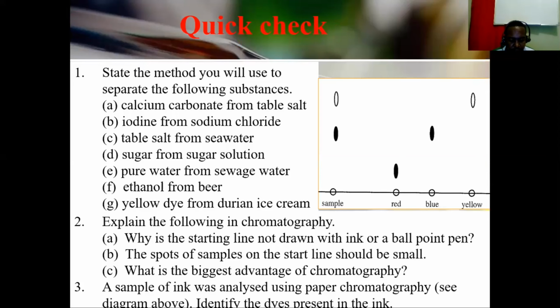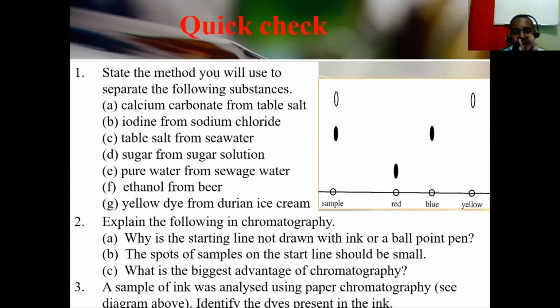Crystallization? Do you think crystallization would work for this one? What's unique about both of those compounds? They're of the same type, right? Calcium carbonate and table salt, sodium chloride, are both ionic compounds. So if we heat them, they're both going to just melt and evaporate at the same time.